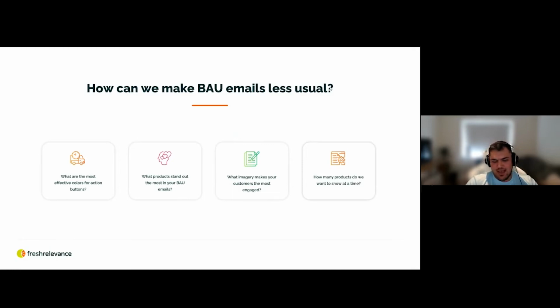We then have to think about the products that stand out the most in your business as usual emails. At the bottom, often we'll put recommendations into your newsletters and into the blogs that go out to your customers. But is there a specific type of data source that works best? I mentioned earlier there's up to 35 different ones to use. So go ahead and try different ones and see if there's any that stand out the most to your customers.